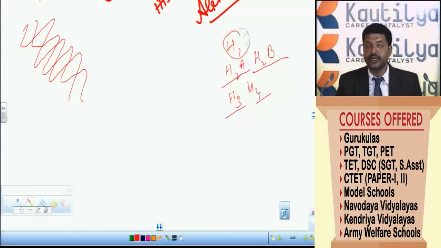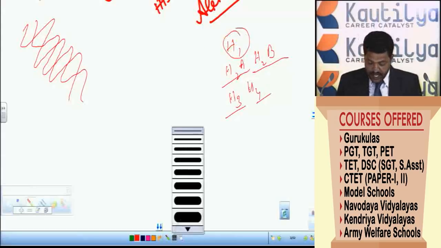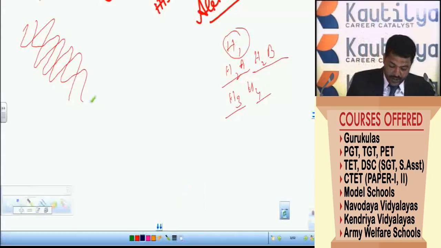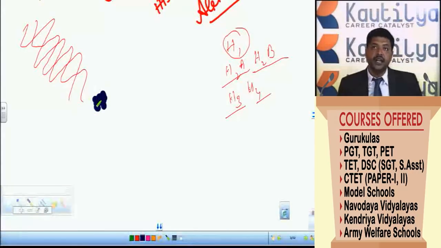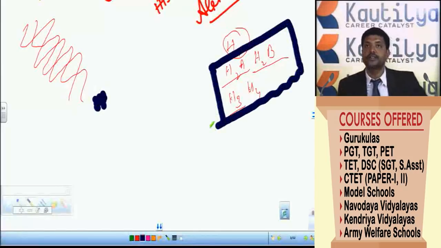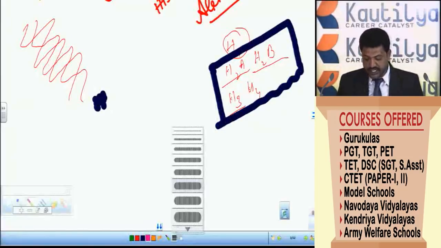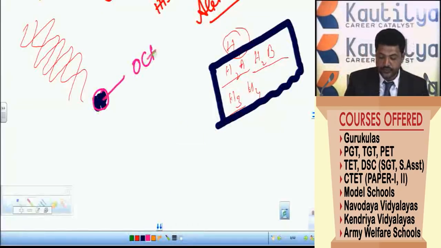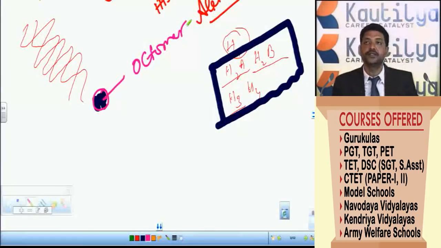H1 is said to be the linker protein. Now here, in case of H2A, H2B, H3, H4, there are dimers of H2A, H2B, H3, H4. How many proteins here? 8 proteins. Dimer means 2 times, so the dimers will give 8 proteins. The structure formed by the fusion of these 8 proteins is known as octamer. 8 proteins together constitute the octamer.